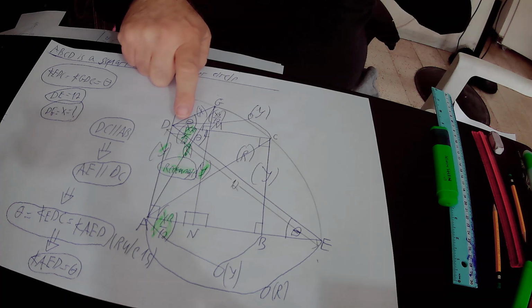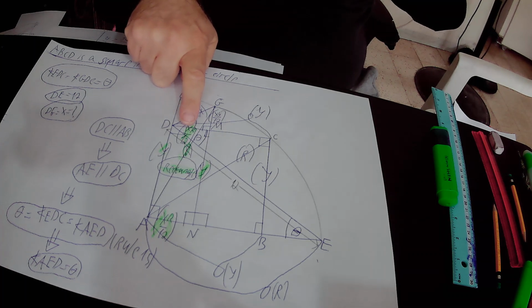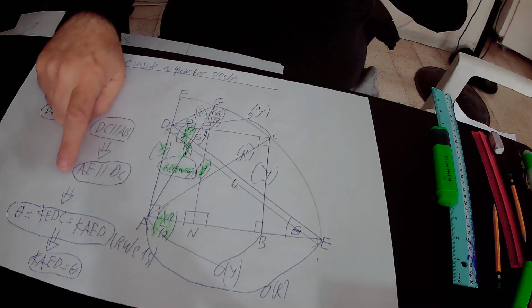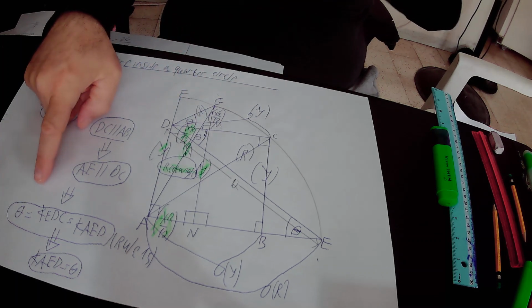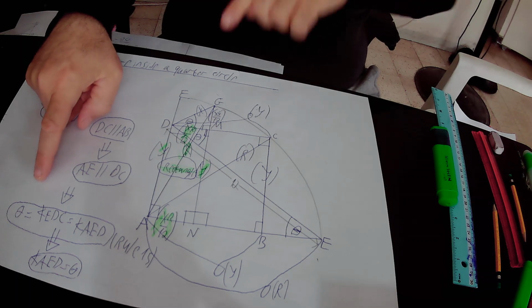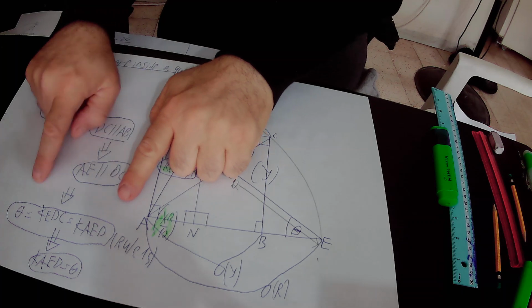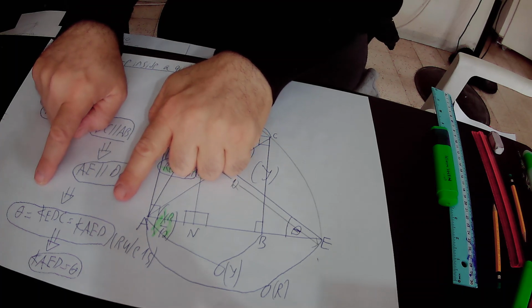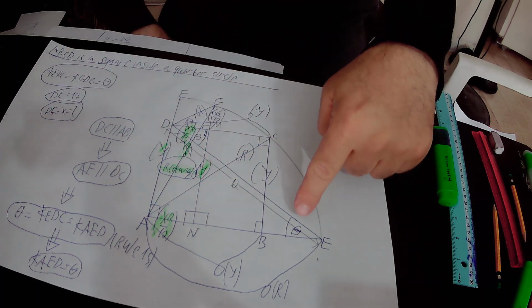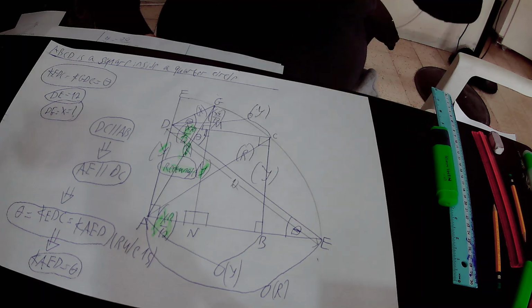But angle EDC is equal to theta. So we can write here that angle EDC equals theta according to what is given. And from this equation, theta equals angle EDC equals angle AED. We derive that angle AED is also equal to theta. This is angle AED that is also equal to theta.